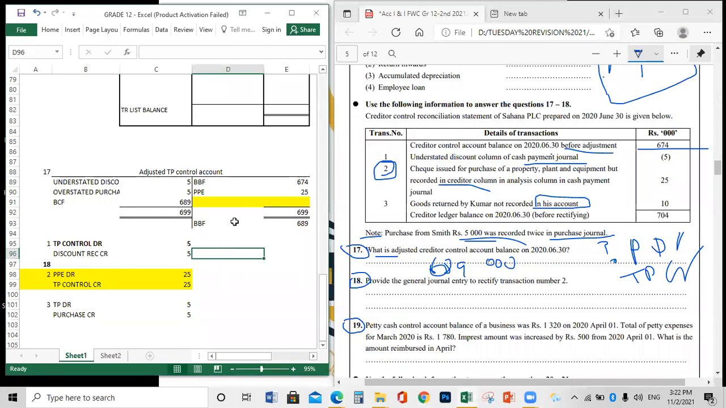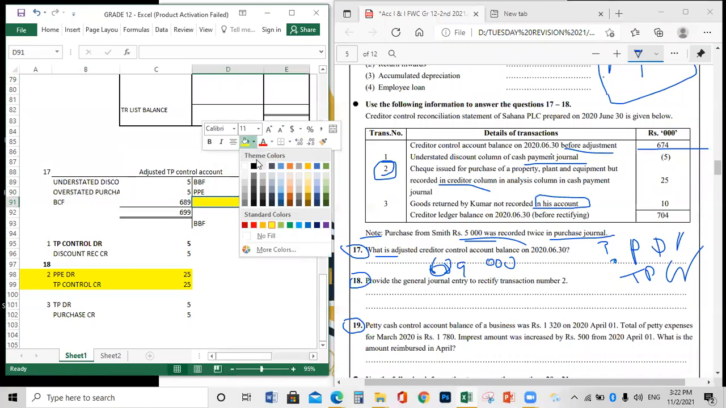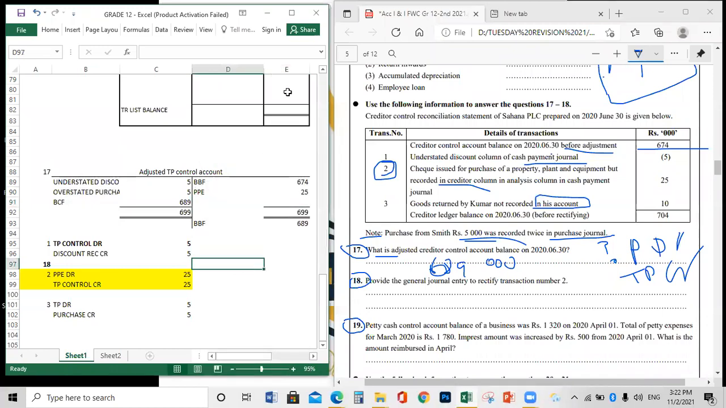So, you have overstated. Guys, you will write it on the opposite side to cancel it, to correct it. So that's why you have debited it, because you overstated your purchase. To correct the mistake, you are going to debit.